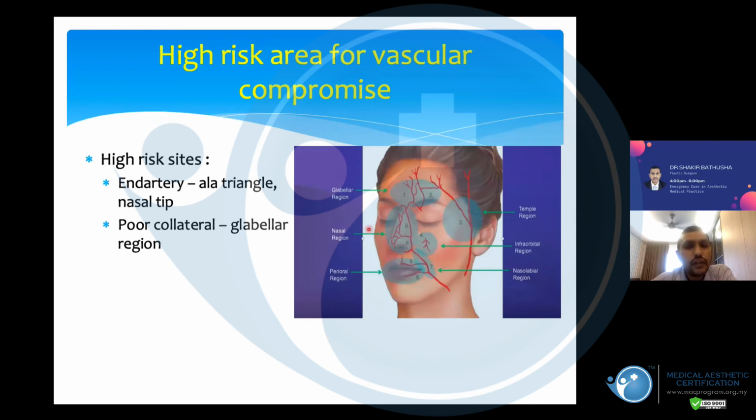Now, I mentioned earlier about end arteries, the terminal arteries with no collaterals. So the regions which are prone to develop complications, to show tissue necrosis, will be the glabellar region, the distal nasal region, and also the periorbital region, and sometimes the temporal region. So while injecting fillers into these areas, be aware of all these arteries that are available.